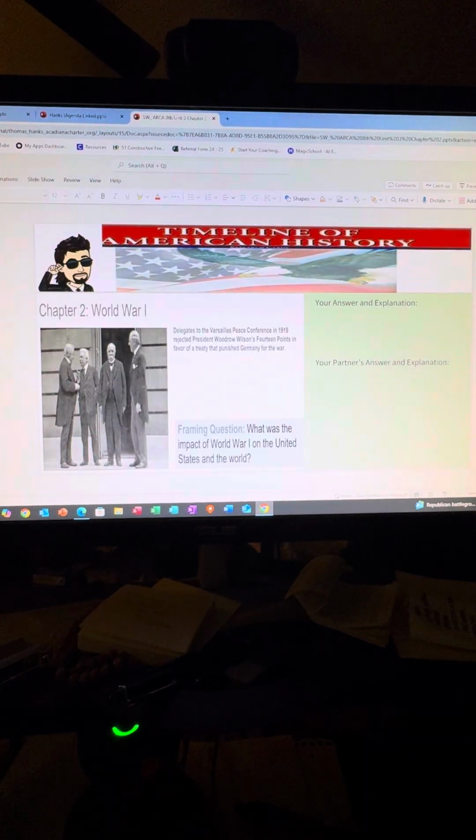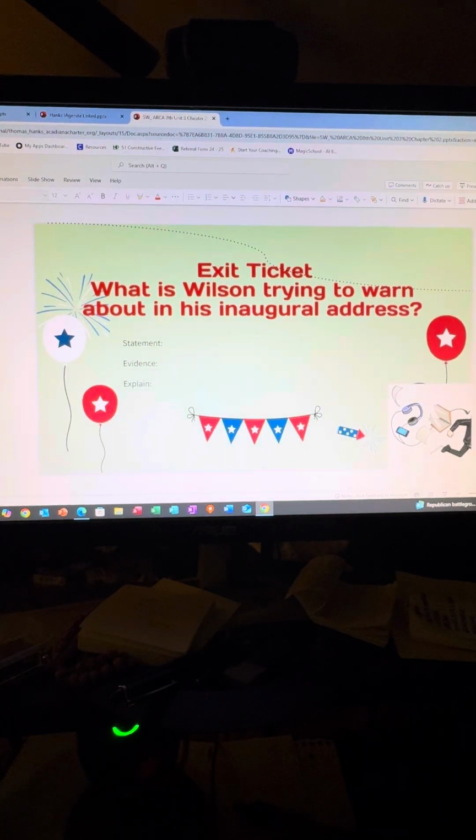I'll take this as my exit ticket for the day. What is Wilson trying to warn about in his inaugural address? So what is his warning? That's the main takeaway I want you to have from this. What is he telling our country? Make sure you give your statement, evidence, and explain it. Make sure you get that done.